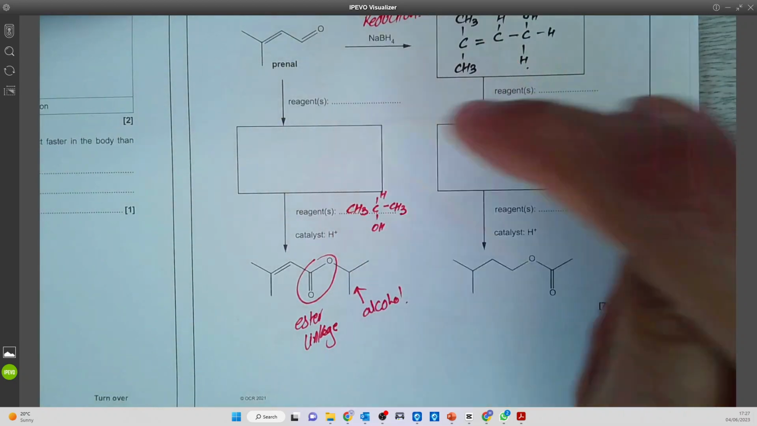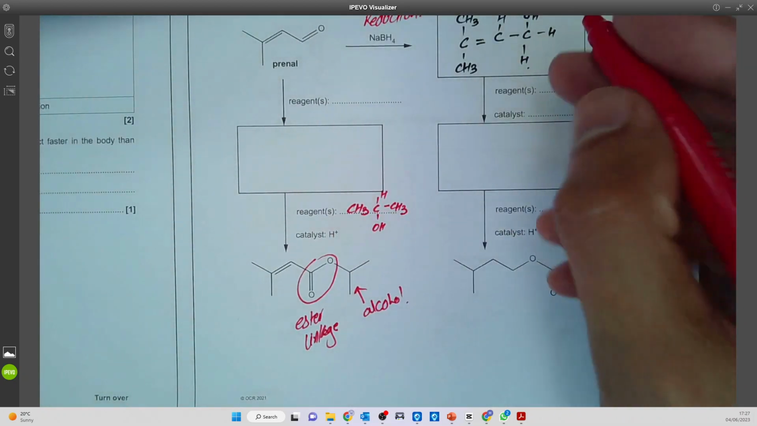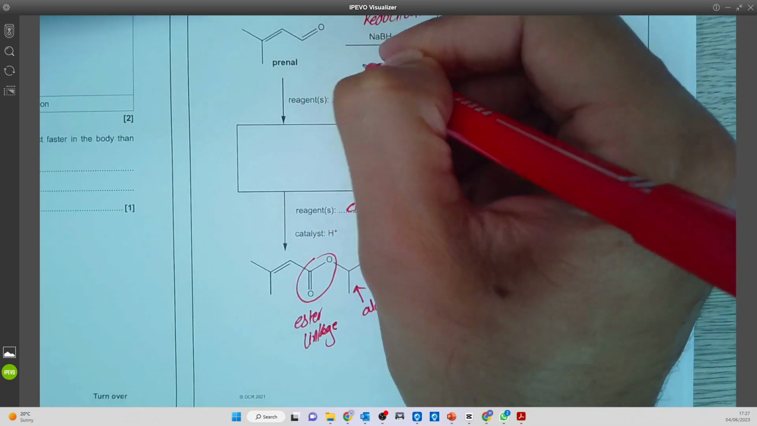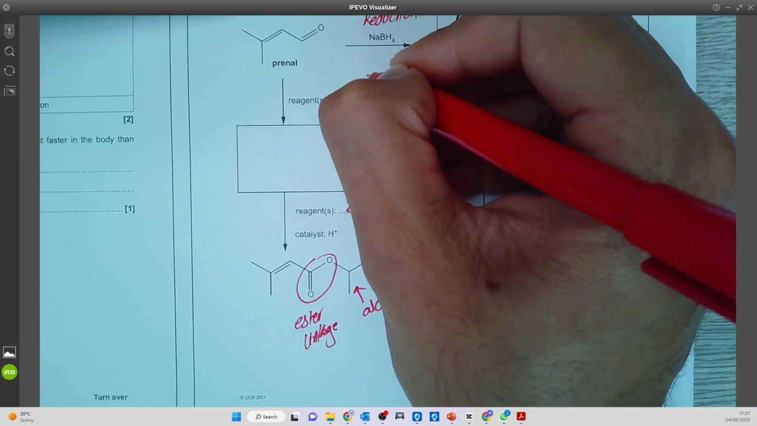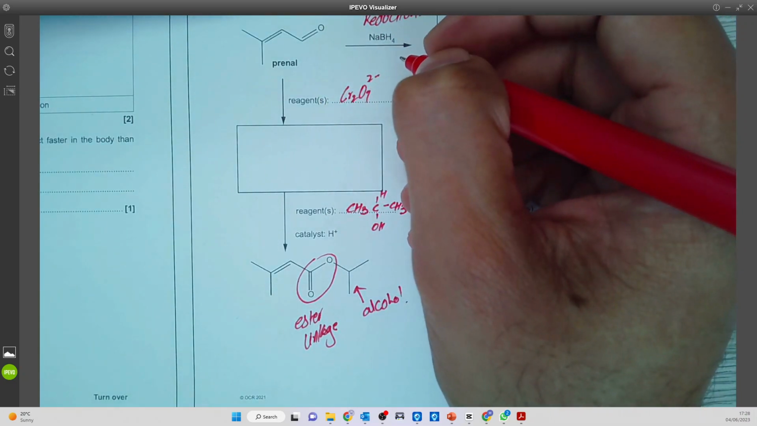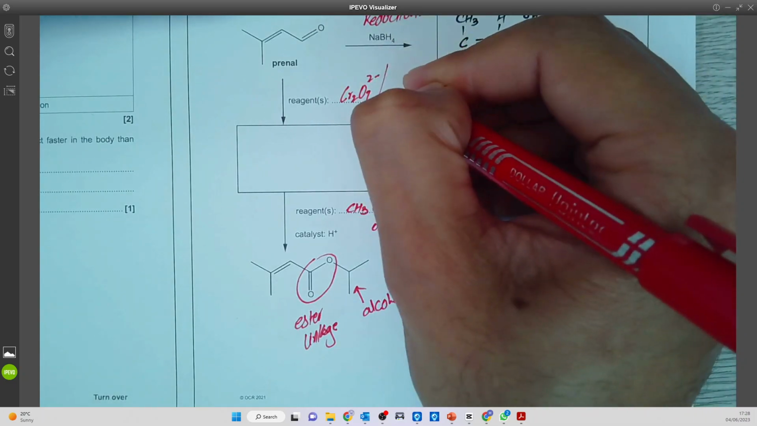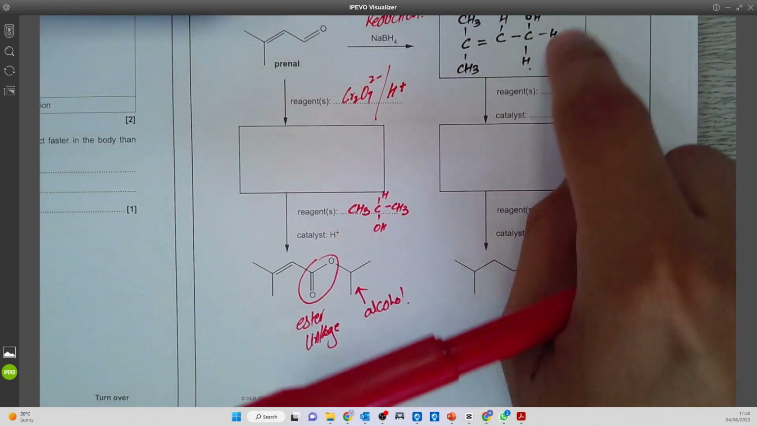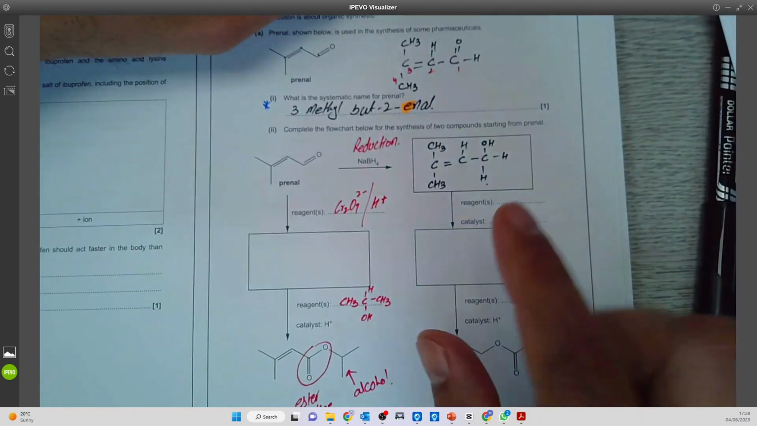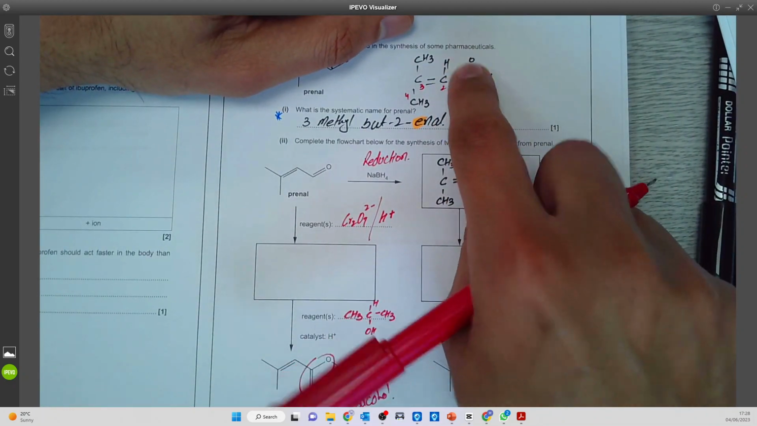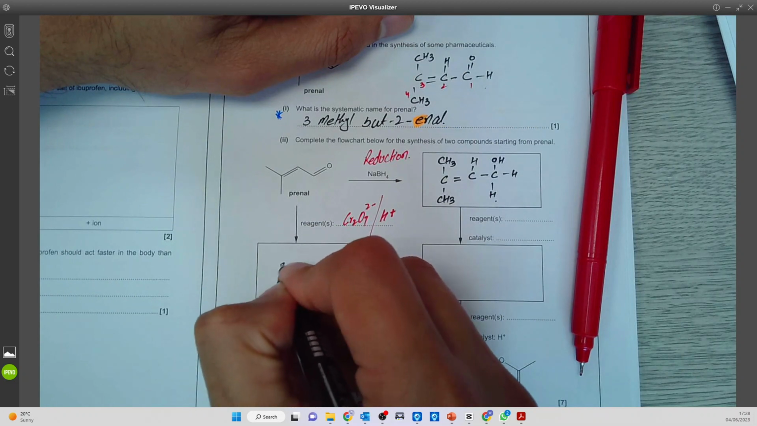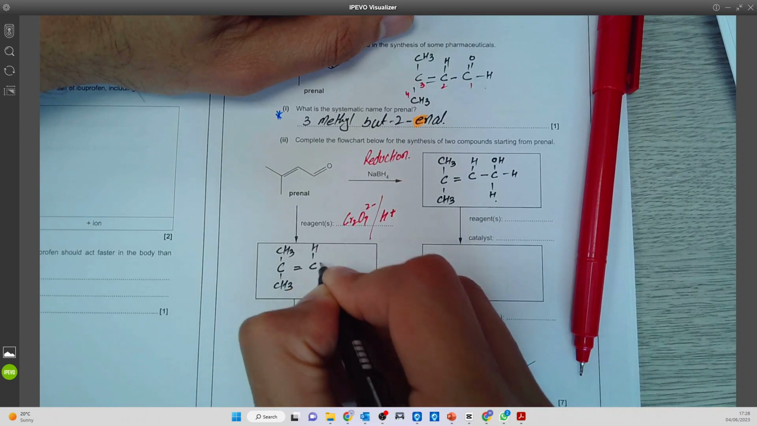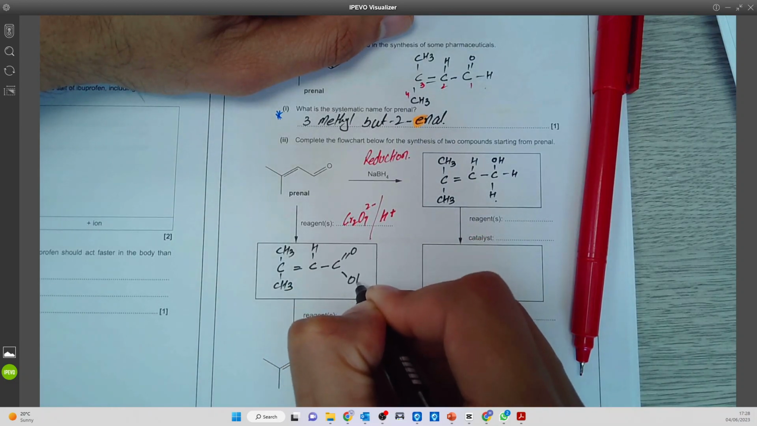So if I change this into carboxylic acid, I can use K2Cr2O7. What would the charge be, 1 plus or 2 minus? 2 minus, because K is 1 plus, so K2Cr2O7, and this has to be acidified. This section will change into, if I look at the top section, it makes my life a bit easier, carboxylic acid. So it will change into CH3CH=CHCOOH.